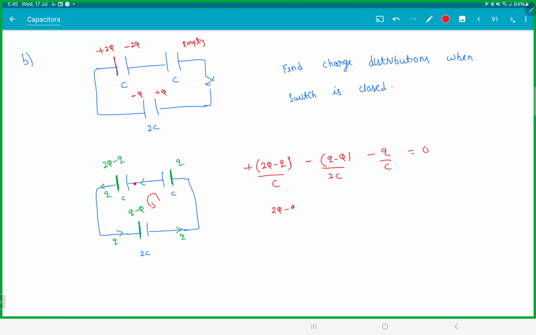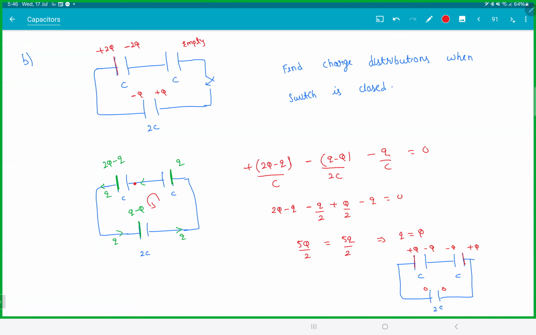C goes off, you end up with 2Q minus Q by 2 plus Q by 2 minus Q is 0. 5Q by 2 is equal to 5Q by 2. Interestingly, we got small q equal to capital Q. That means the final charge distribution: this plate became Q minus Q, this became 0, this became Q. The 2C became empty actually. Is this clear, everyone?